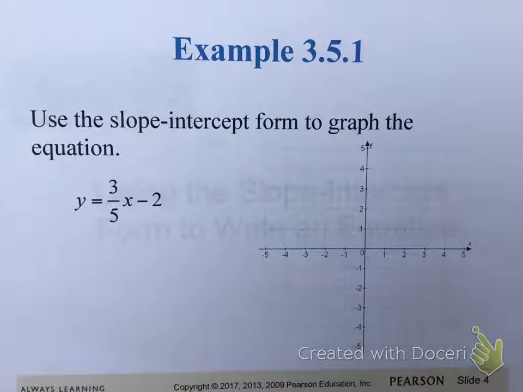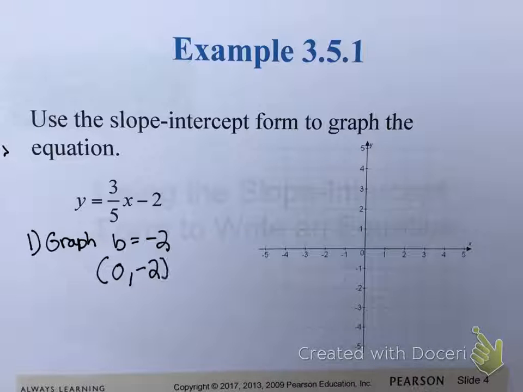So when you graph using slope-intercept form, just to remind us, we're going to first graph b, or the y-intercept, and b in this case equals -2, and I taught you to write this as (0, -2). So we go to the y-axis and we put the dot at (0, -2). That's our point. The second thing we're going to do is use the slope, which is 3/5, to graph the second point. So slope is always rise over run.